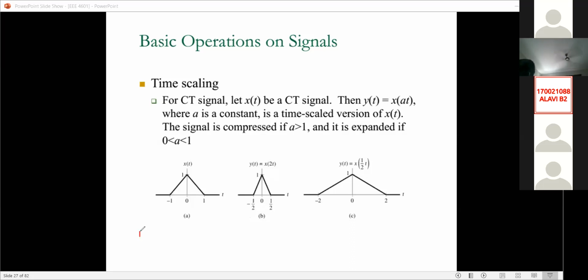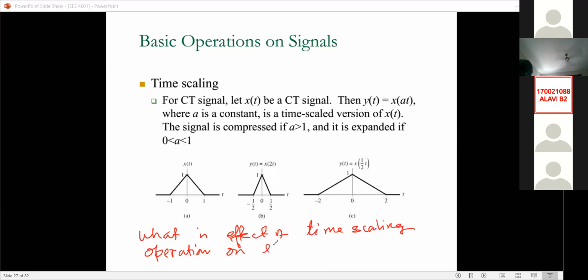That means, what is the effect of the time scaling operation on the energy of a signal? Try to explore it.